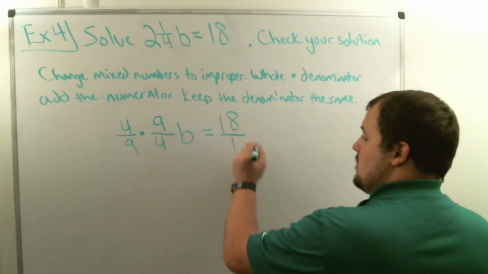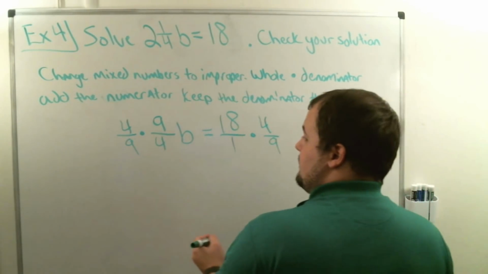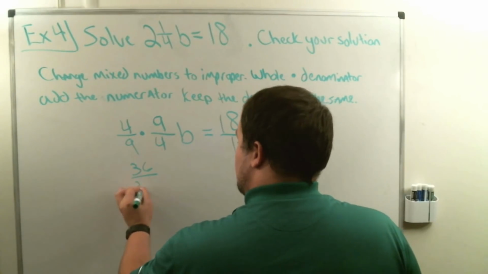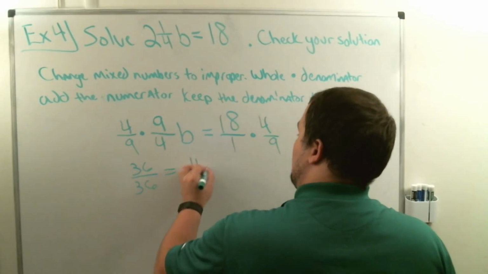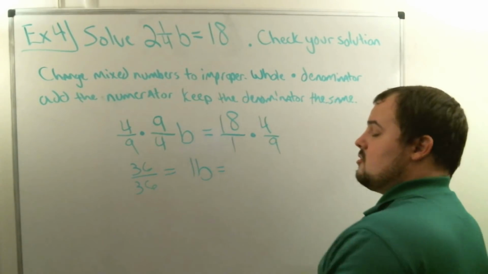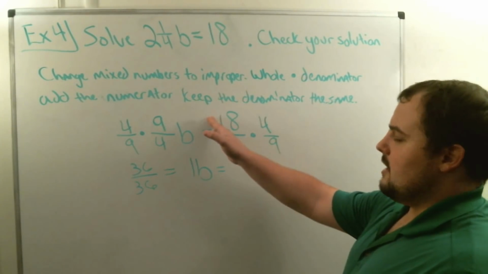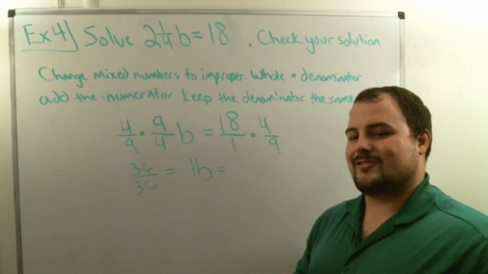And if we do that on one side, we do that on the other side. 4 times 9, that's 36. 9 times 4, that's 36. So 36 divided by 36 equals 1 letter b. So now we got 1 letter b by itself. And so I'm going to kind of do the same thing, but I really don't know what 18 times 4 is off the top of my head.